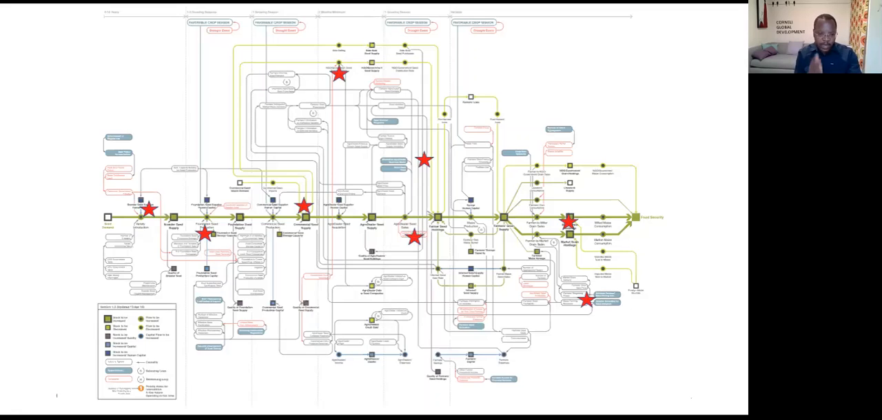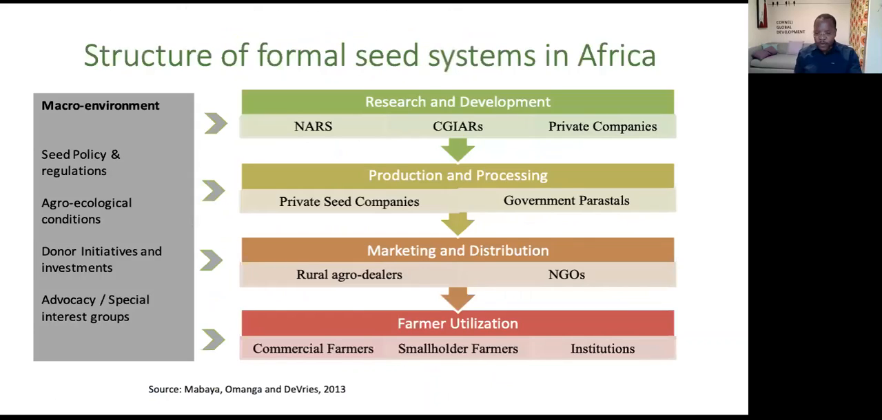When your car is not working, there are several points that you can look to see where the problem might be. For those of you who are not familiar with the seed system in developing countries like Africa, you have research and development, mostly in the public sector, done by National Agricultural Research Institutions, CG systems, and private companies. Production and processing is done by private companies and government parastatals.